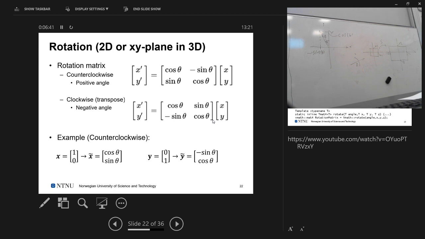And if you want to go in a clockwise manner, you just take the transpose of the same matrix. So it's quite simple. The original matrix, anti-clockwise. The transpose, you go clockwise. So you undo what you did.